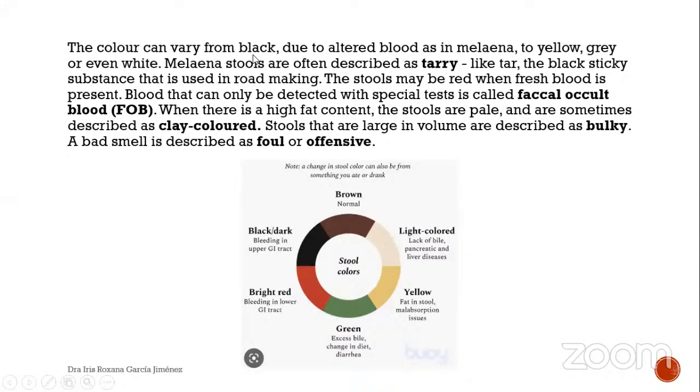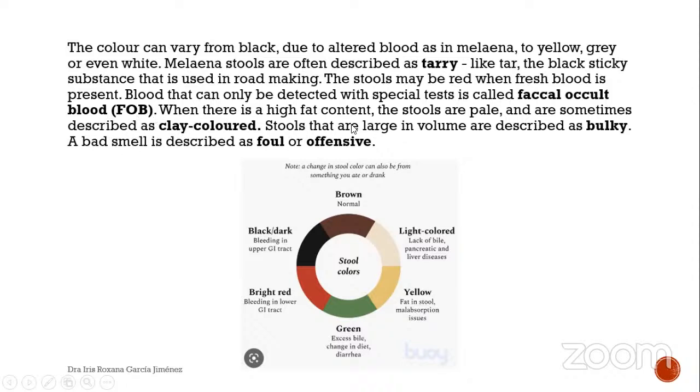The color can vary from black due to altered blood, as in melena, to yellow, gray, or even white. Melena stools are often described as tarry, like tar, the black sticky substance that is used in road making. The stools may be red when fresh blood is present. Blood can only be detected with a special test. It's called fecal occult blood, FOB, right? Again, another abbreviation to consider.